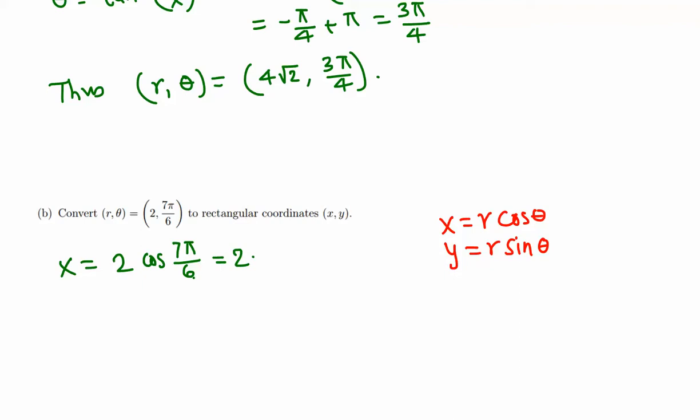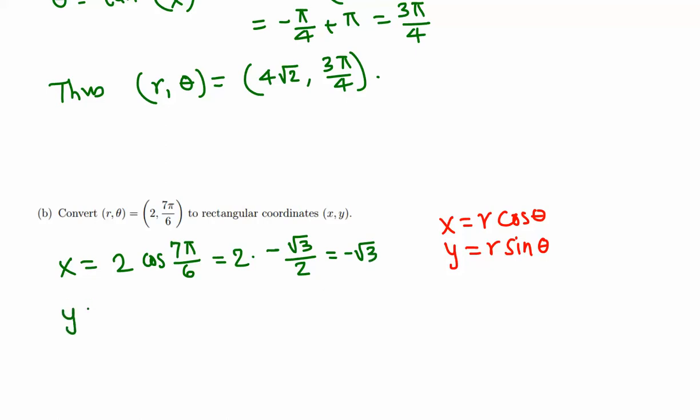7 pi over 6 is in the third quadrant, so cosine will obviously be negative. It's like pi over 6. You can find the value of cosine 7 pi over 6 using the reference angle of pi over 6 or the unit circle. In any case, that's negative root 3 over 2. The 2 and 2 cancel, so just negative root 3.